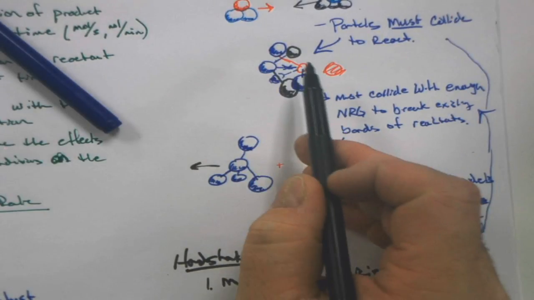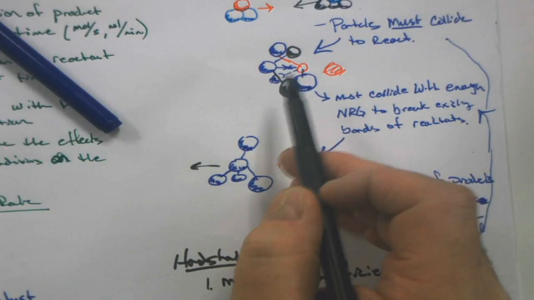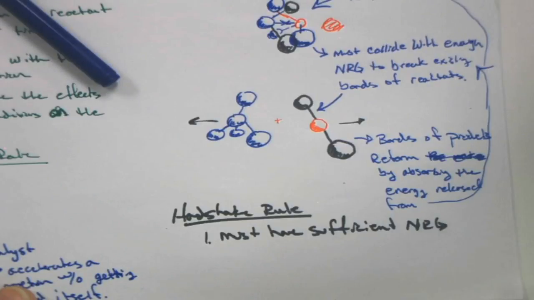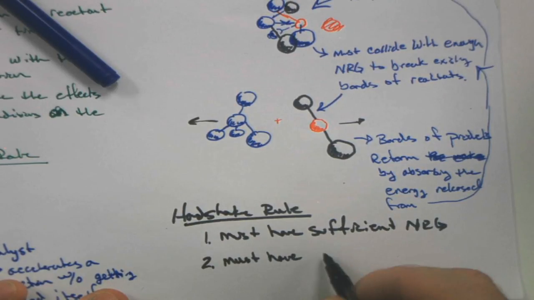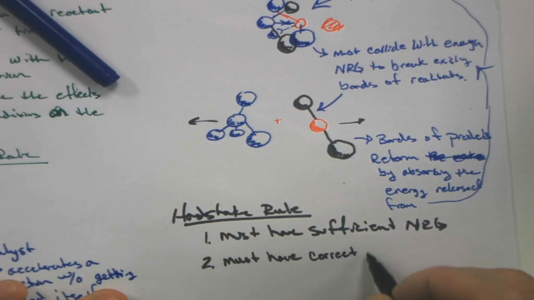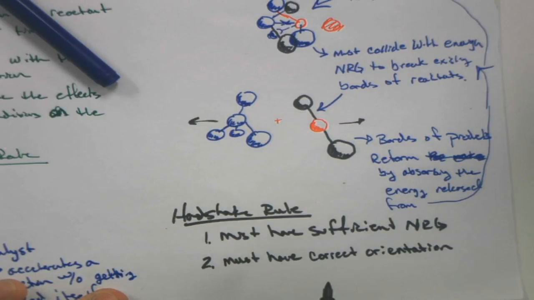Two, and I kind of drew it up here. These two molecules are colliding in a certain orientation, right? Can you guys see that? Yeah. Okay. So two, the molecules must have the correct orientation in order for the bonds to reform into the products. If the atoms aren't conveniently arranged, you're not going to make the products. And so it'll collide and it'll reform again without making your product.